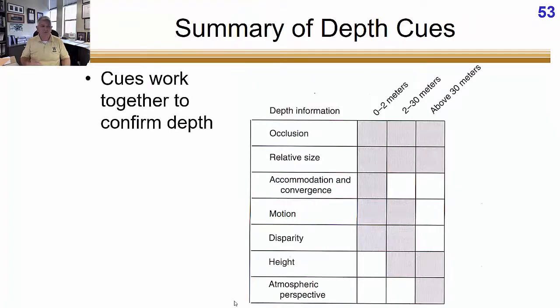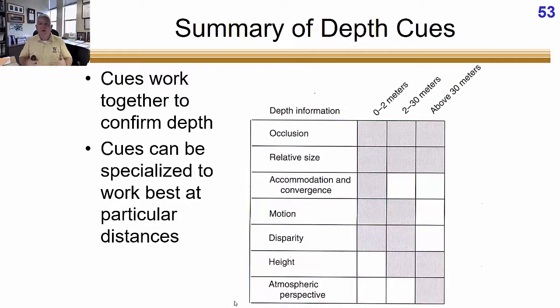All right, so this is a nice table that summarizes some of the cues that we talked about today and what distances they work best at. Occlusion and relative size work at any distance, right? But accommodation and convergence, those oculomotor cues, only work when we're really close up. Atmospheric perspective, right, only works for things that are very far away from us, where there's a lot of atmosphere in between us and the object.